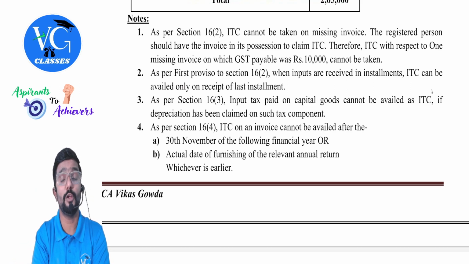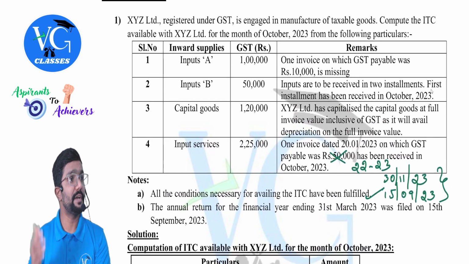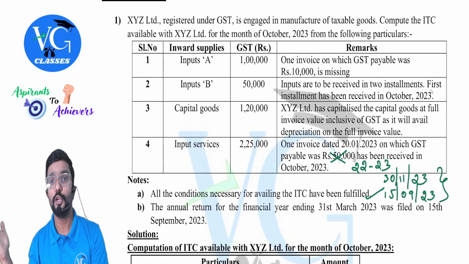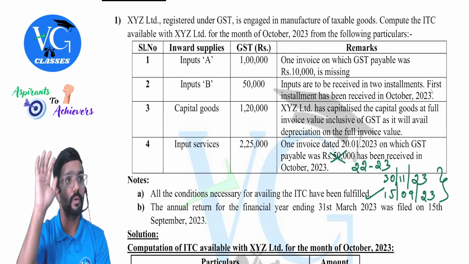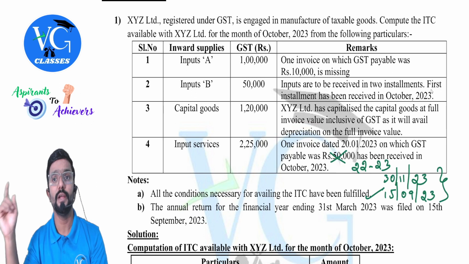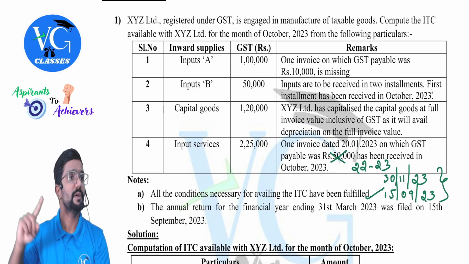No proportionate credit also, because by mistake what you can do now, for example, 50,000 divided by 2 installment, right? One installment is already received, so into 1, proportionate credit claim. No. Proviso clearly told, if you receive the goods in installment and if single invoice is issued for it, please claim full credit when you receive the last installment.